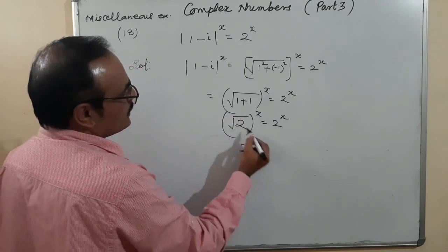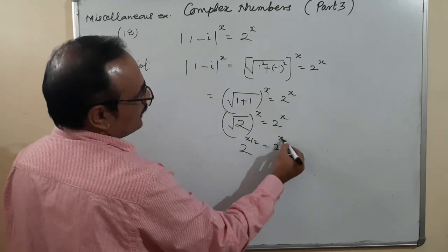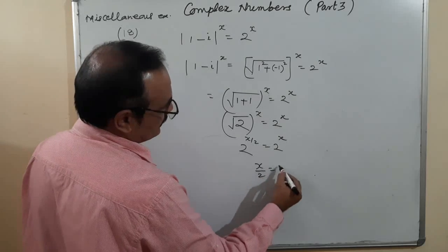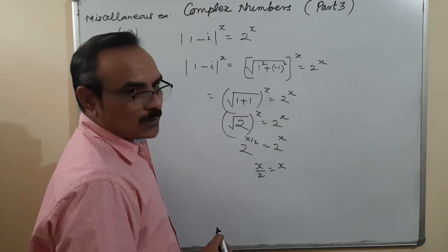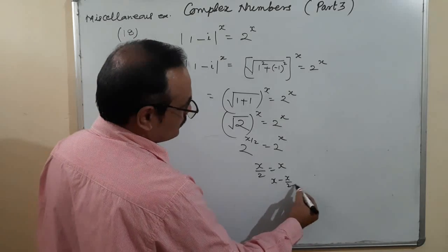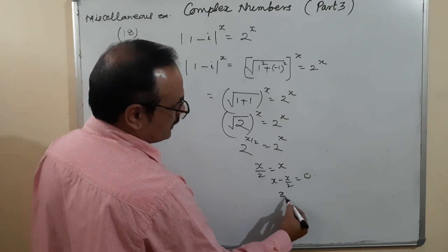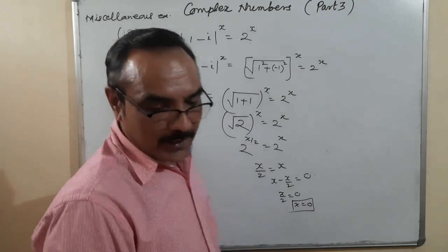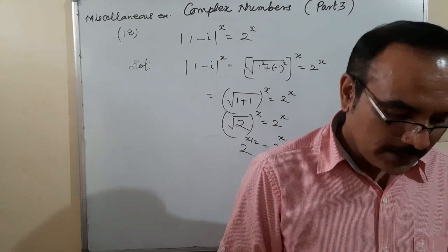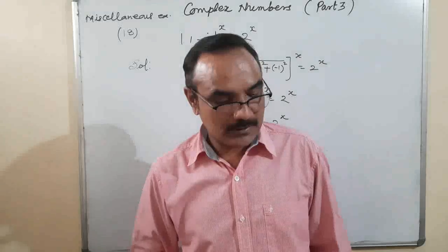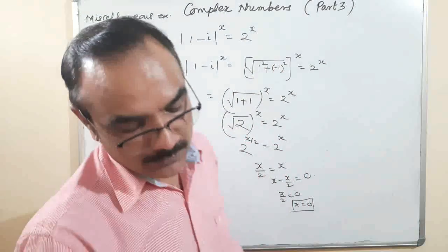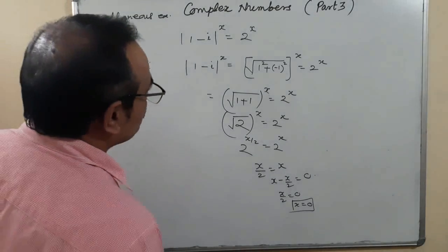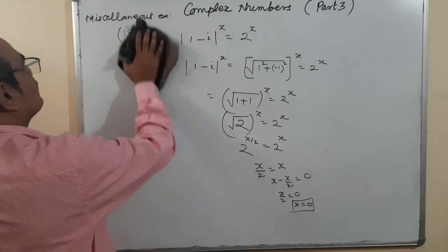When you remove the root, what happened? 2 to the power x by 2 is equal to 2 to the power x. So when we compare their powers, x by 2 is equal to x. And x by 2 is equal to x, what does it mean? x minus x by 2 is equal to 0, so x by 2 is equal to 0, therefore x is equal to 0. So that is the only solution. The question says find the number of non-zero integral solutions of this equation. So the value of x is equal to 0. So for non-zero, there is no solution, the value of x will be 0 only.